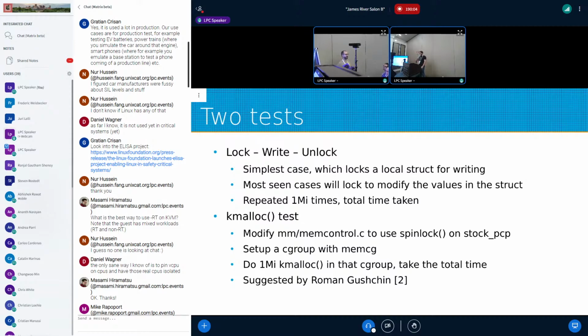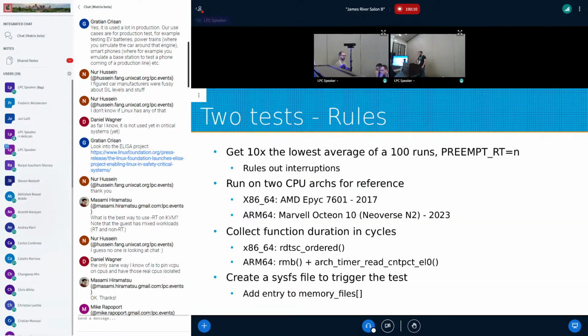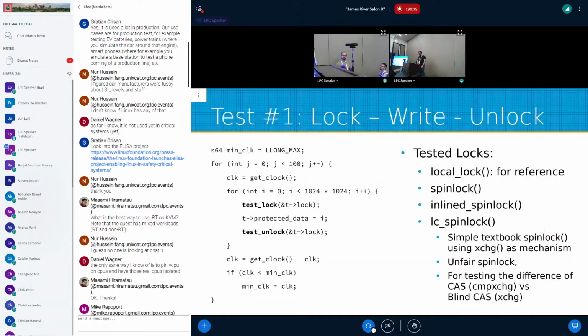I did these 2 tests. The idea is that I run 1 million times and measure how many clock cycles it takes. I run on x86 and ARM, get the number of cycles, and that's it. That's test number 1, as I said. This test lock here is getting replaced. The reference is the local lock, so every number will be extra cycles.